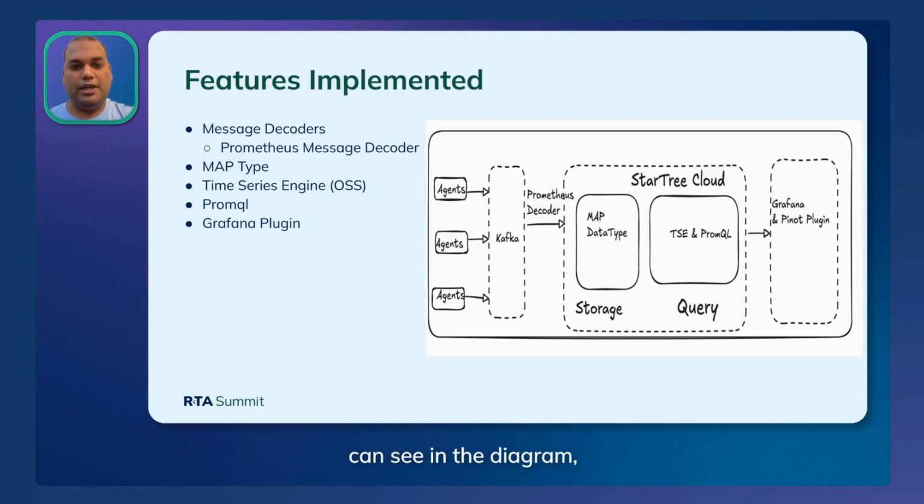So as you can see in the diagram, agents collect the metrics into Kafka in Prometheus format. We use the Prometheus decoder to read those messages and store them in Pinot, and we use map for the labels column. And then we use the time series engine and PromQL to query, and finally visualize them in the Grafana Pinot plugin.